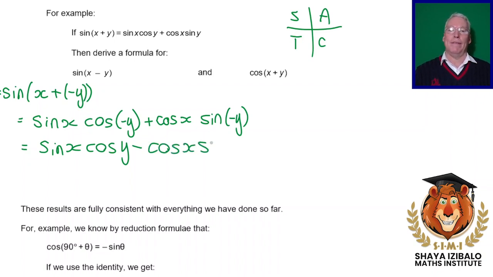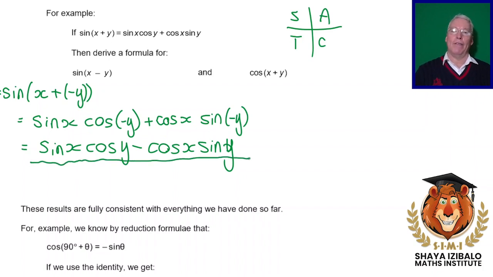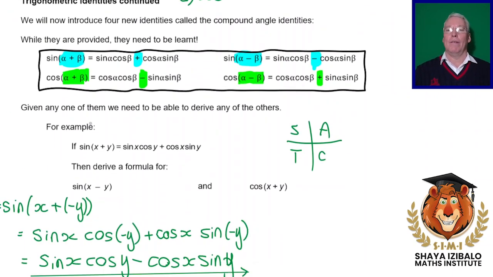And that there is the formula for sine of x minus y, which if we look up at the top here, there it is, sine of x minus y. Notice we had alphas and betas, now we've got x's and y's. We're going to deal with all sorts of cases.